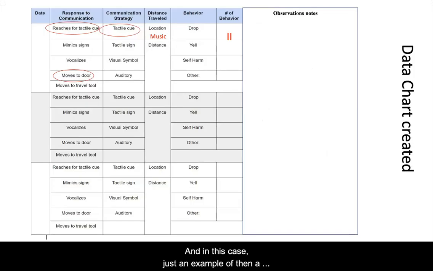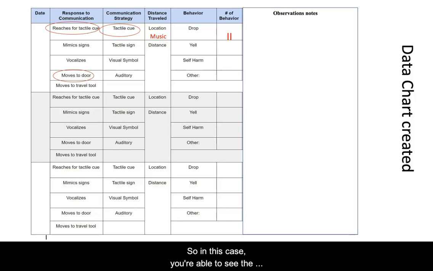And in this case, just an example of then a chart that is collectively thought of in terms of gathering data. Quick, potentially accurate, could be used by all staff because we need to collect data. The transitions, when we're talking about something like that, we need to be able to think that that's happening in multiple settings. So multiple professionals need to be able to collect data on this goal for us.